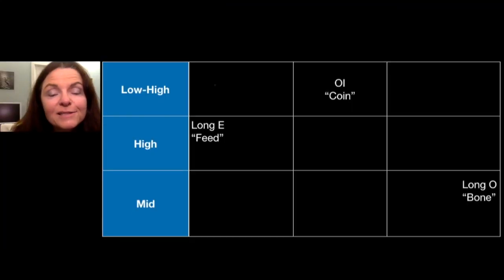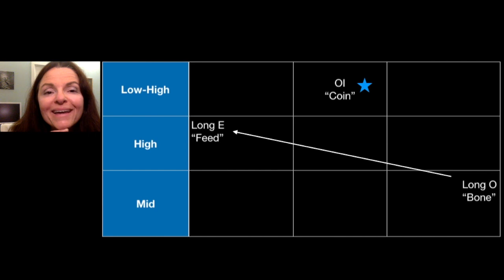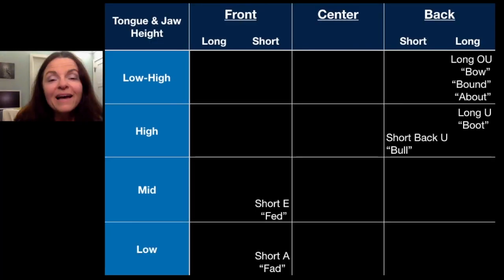Now let's look at the next low-high vowel called oi. Some instructors call these vowels diphthongs or moving vowels. So oi starts with the long O, which is actually a mid-vowel, and then it ends with the front vowel, long E, which is high. So it goes oi. Make sure you round your lips on the O and smile on the E.